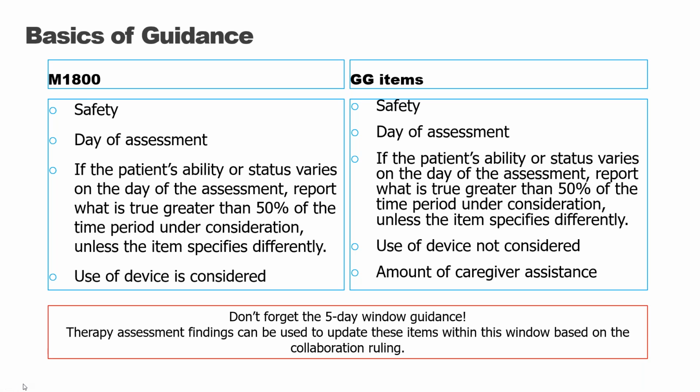Now, what we see is there's still a lot of confusion sometimes between the guidance on the GG items and the guidance on the M1800 items and how those compare and contrast. So that's why we thought this would be a good topic to cover in an OC Talk. So just basics of guidance, just the down and dirty is what we're going to go over today.